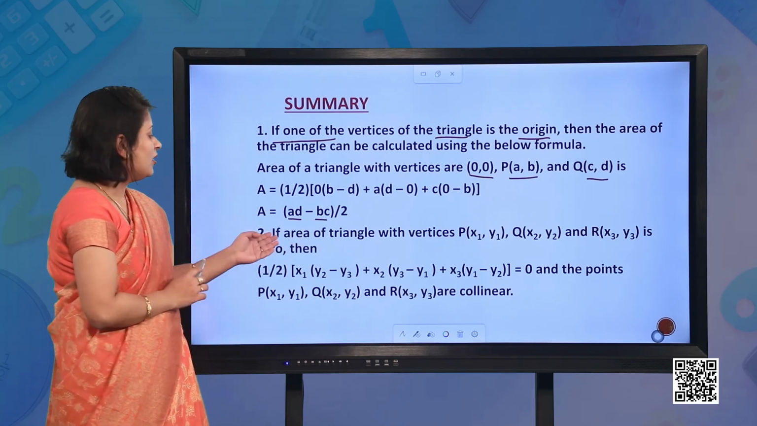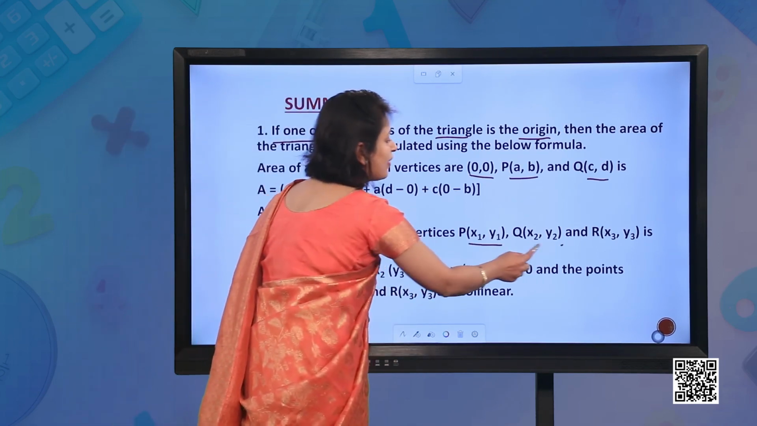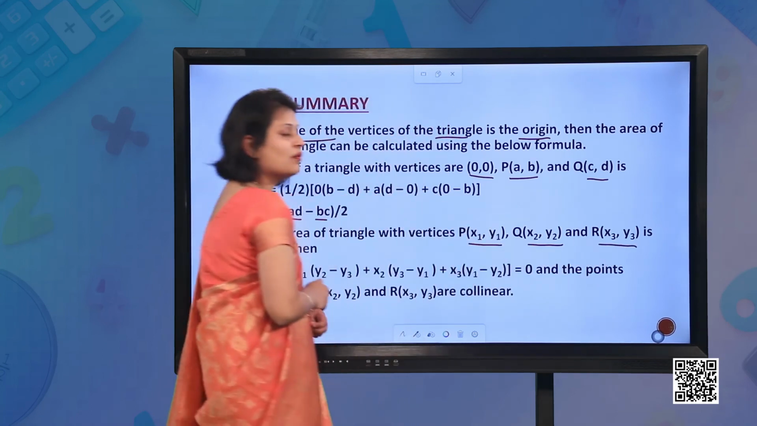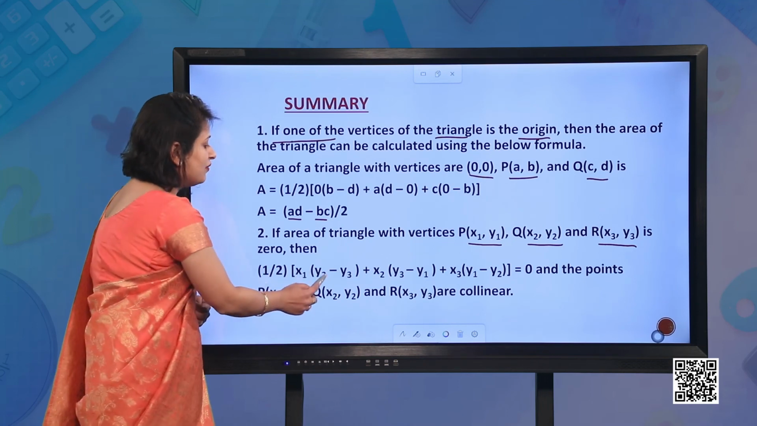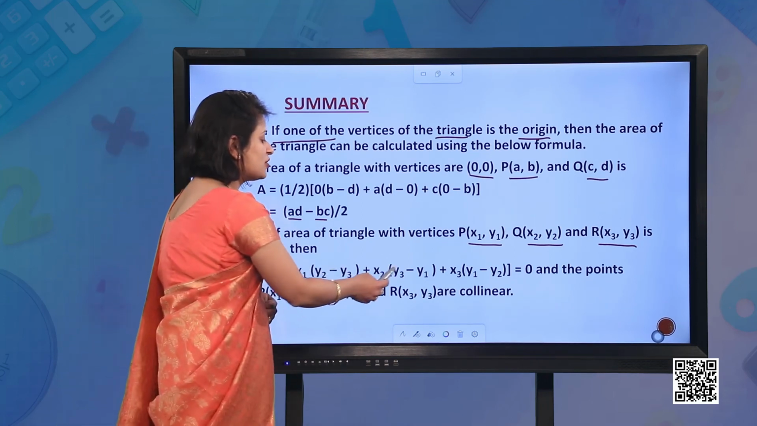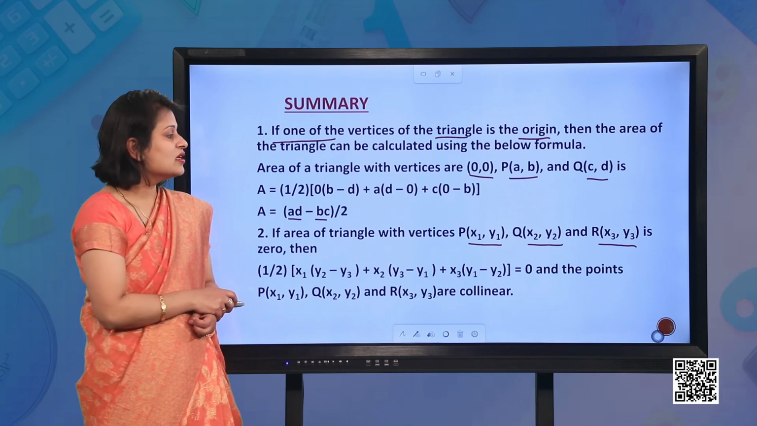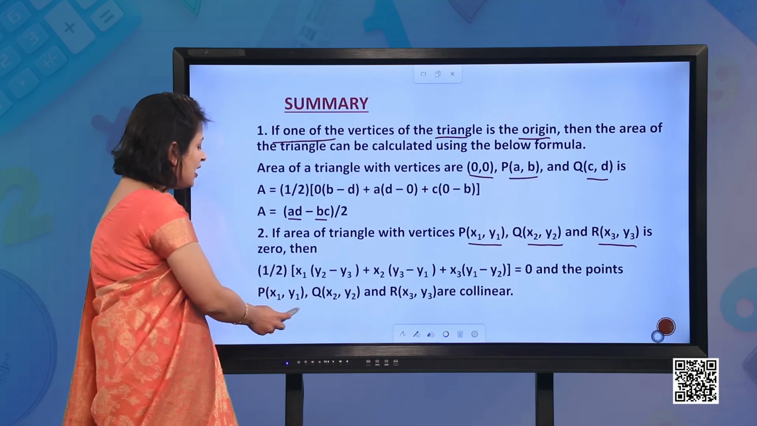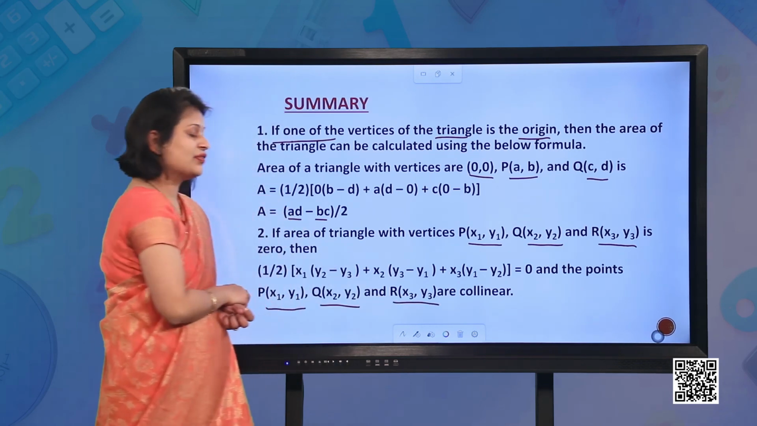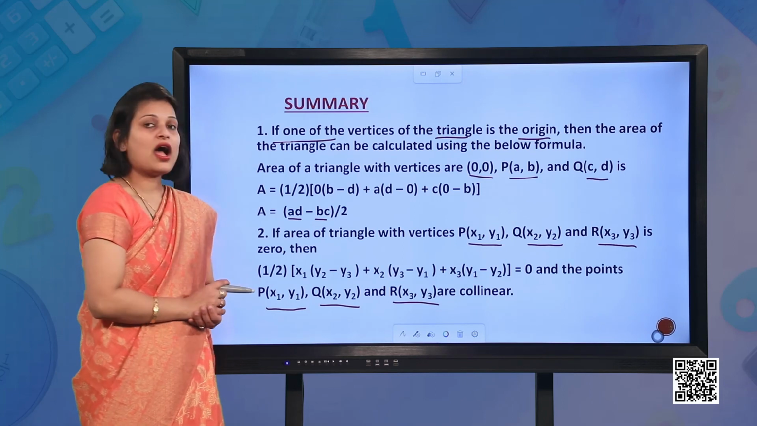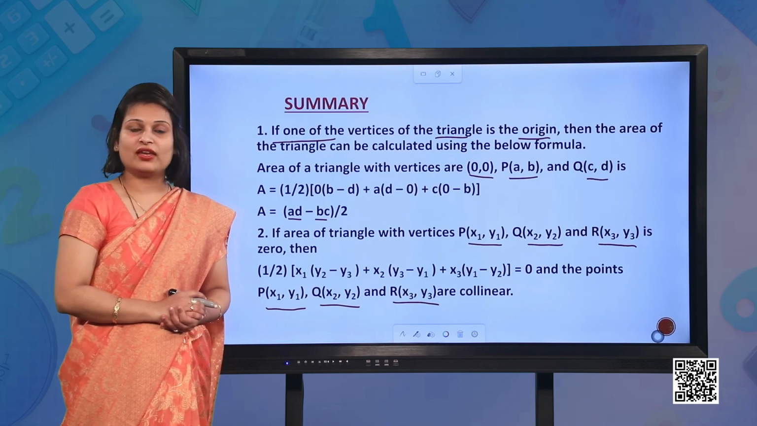Now second, if the area of triangle with vertices P (x1, y1), Q (x2, y2) and R (x3, y3) is 0, then half into x1(y2 - y3) + x2(y3 - y1) + x3(y1 - y2) will become 0, and the points P, Q and R are collinear. I hope you have understood the concept of area of triangle very well. Thank you.